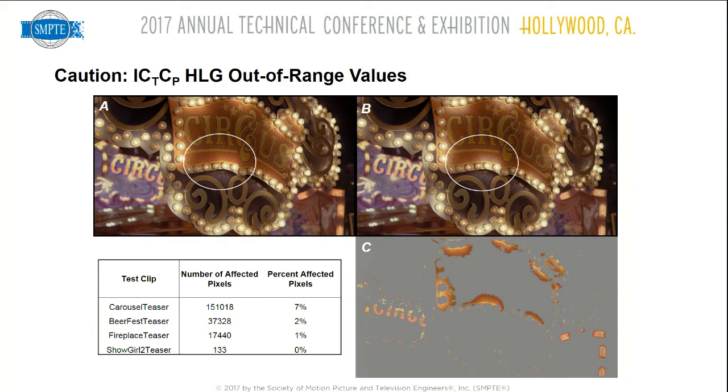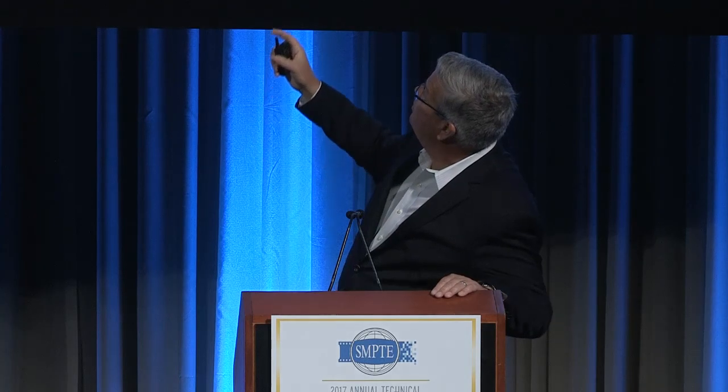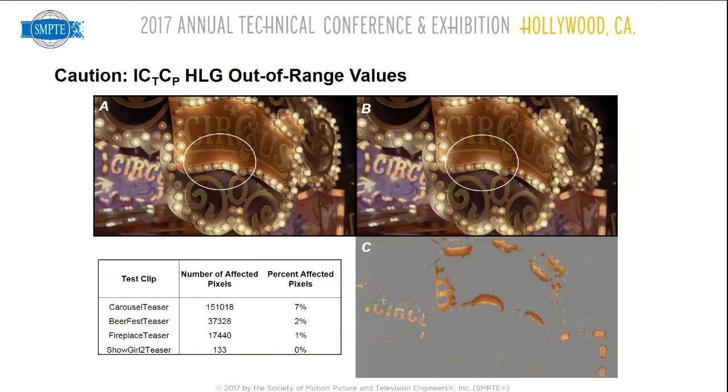And that's what I'm showing here. Often they're very, very subtle, and I'm not sure you can see it here. But if you look at that circle there, A is the original content. B, on the upper right-hand side, is the ICtCp HLG version of that content after the transforms. Around those lights, I think you'll notice it's a little bit desaturated.